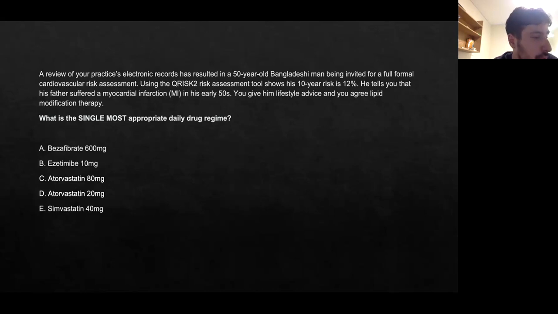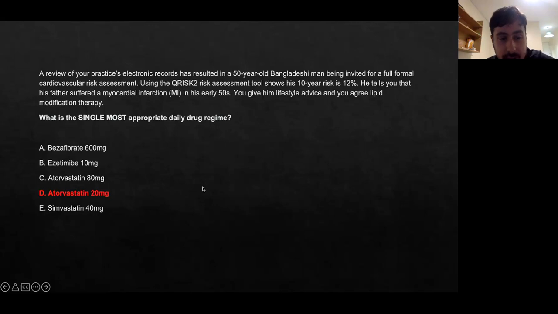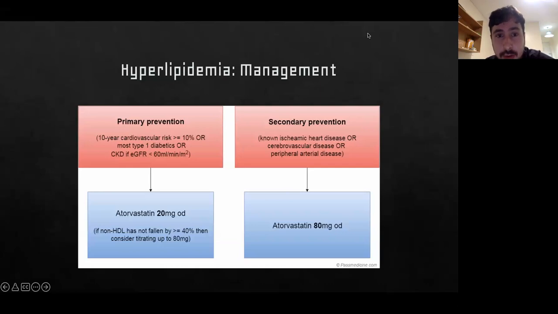So this is testing your knowledge of the different preventions. Great, we have answers of D, and this is the correct answer, the 20 mg primary prevention dose of atorvastatin. There are 2 ways to manage hyperlipidemia. We have primary prevention, which is in this case, he has not suffered an MI, and you're trying to prevent an MI because you're worried. And why are you worried? You're worried because his Q-Risk-2 score is more than 10%. And in that case, start 20 mg once daily as atorvastatin.